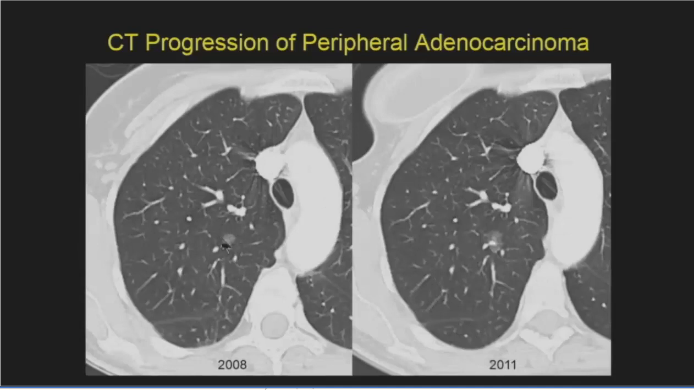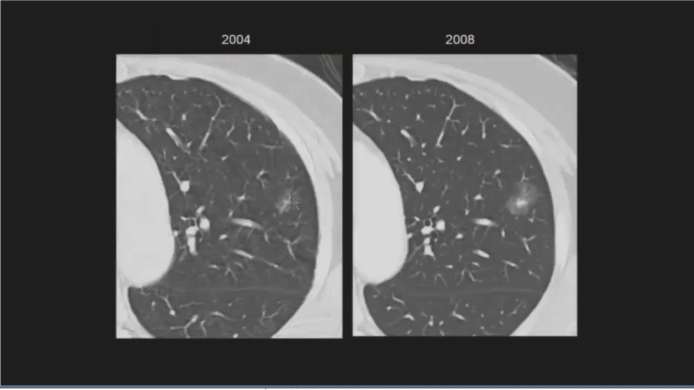This is a right upper lobe ground glass nodule. 3 years later, we see it has significantly increased in size. This was an adenocarcinoma in situ. Here's another case. We see 4 years interval, and the lesion has increased in size. Now we see a small solid component. This was a minimally invasive adenocarcinoma.